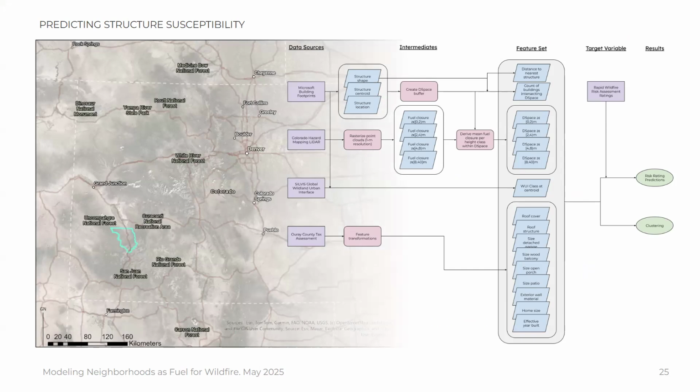I'll go over all these data sources in detail, but I used four data sources. Microsoft building footprints. A building footprint is just a square that represents where a home is in bird's eye view. And LiDAR, I'll go over that. The Silvis Global WUI raster, and the Ouray County tax assessor was used to get data about structures. So through a number of feature transformations and intermediate steps, this column of blue parallelograms under feature set was the final feature set that was produced. And with this feature set, we trained and tested it on field risk assessments that were rapid wildfire risk assessments. I'll go over those in a second. And we tried to see if we could use this remote feature set to predict those field assessments of structure susceptibility.